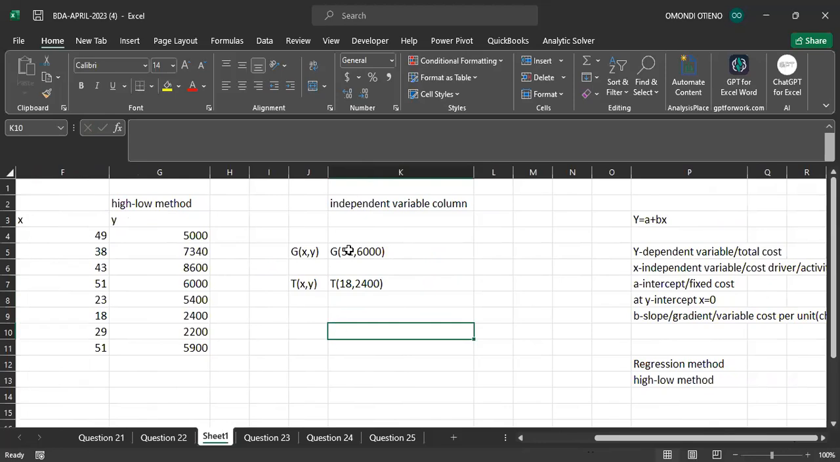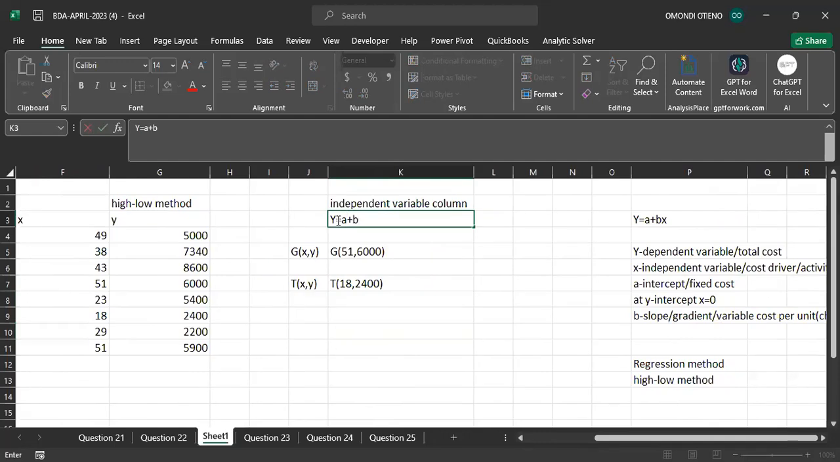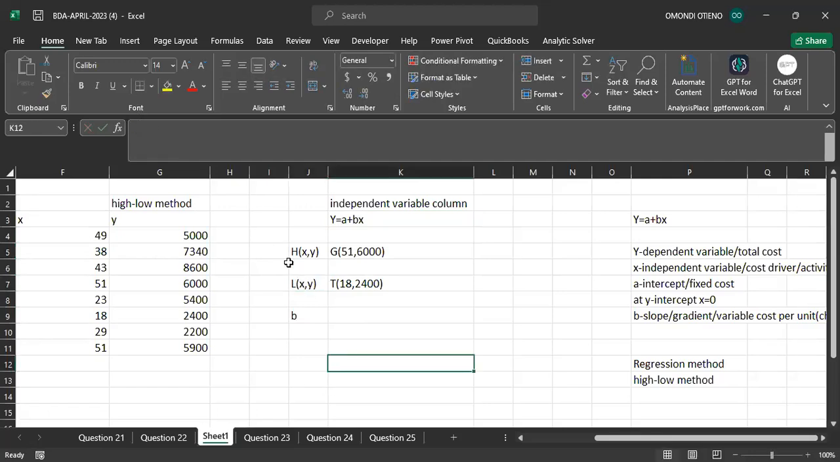The first thing that you can calculate in our cost function of y equal to a plus bx is the slope of the curve, which is b. So let's come and calculate the slope of the curve. How do we get the slope? Under my explanation here, I said it is change in y over change in x. What do G and T stand for? These are the names of the coordinates, the points. You can even use H to represent the highest value and L to represent the lowest value. These are just letters that we decided to use.